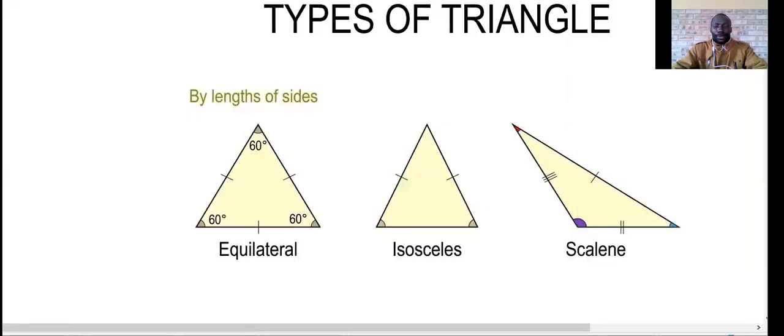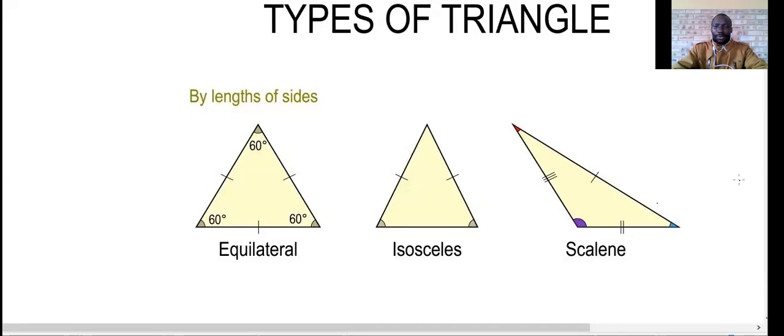Now, in this lesson, we continue with our discussion of polygons, the three-sided polygons, namely the triangle. We already had a lot of discussions and lessons on the triangle. Today, we are going to do the last bit of triangle.